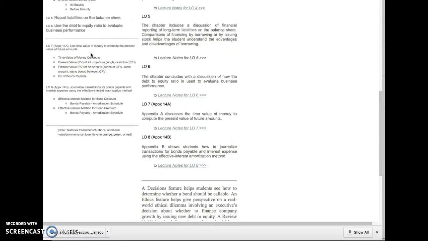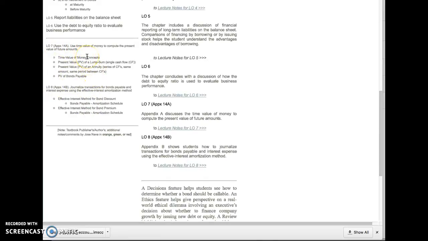There's always one LO that relates to some kind of financial statement analysis type of topic that relates to each of the chapters. And then at the end, you've got LO7, LO8. These are actually quite important appendices that we have to cover as well.